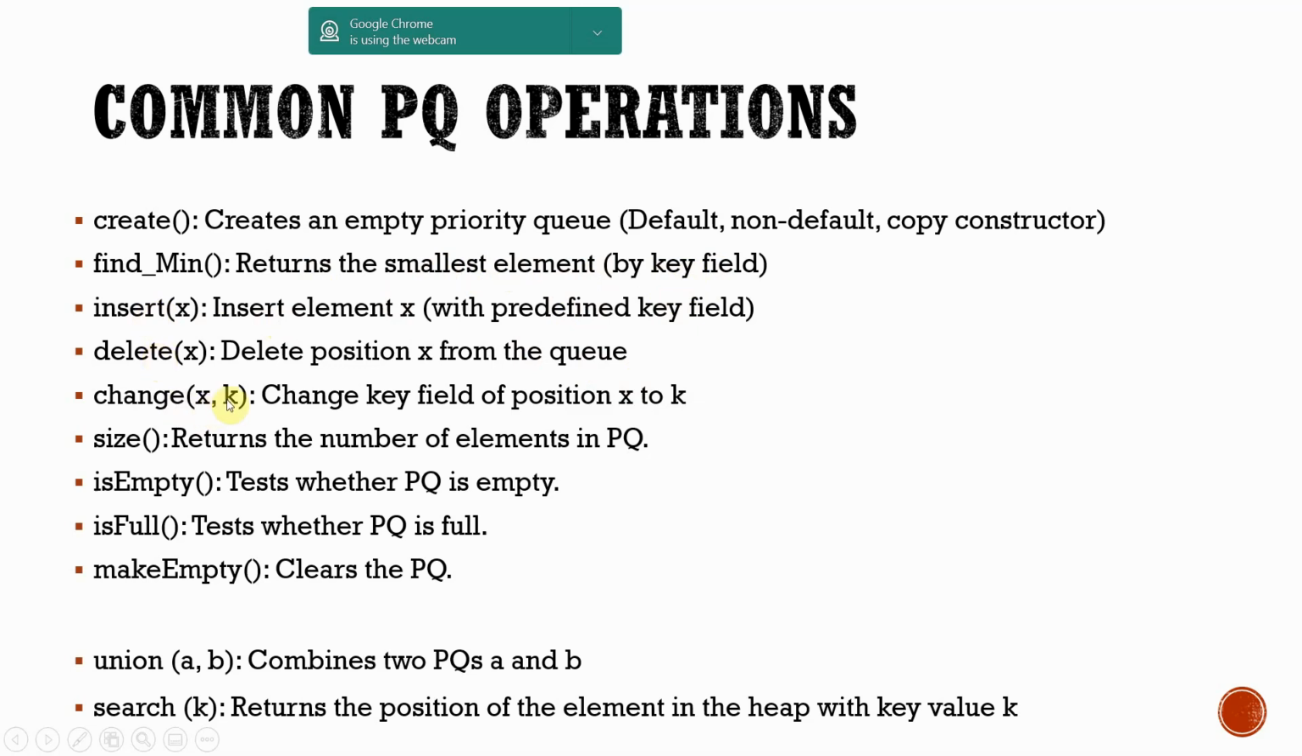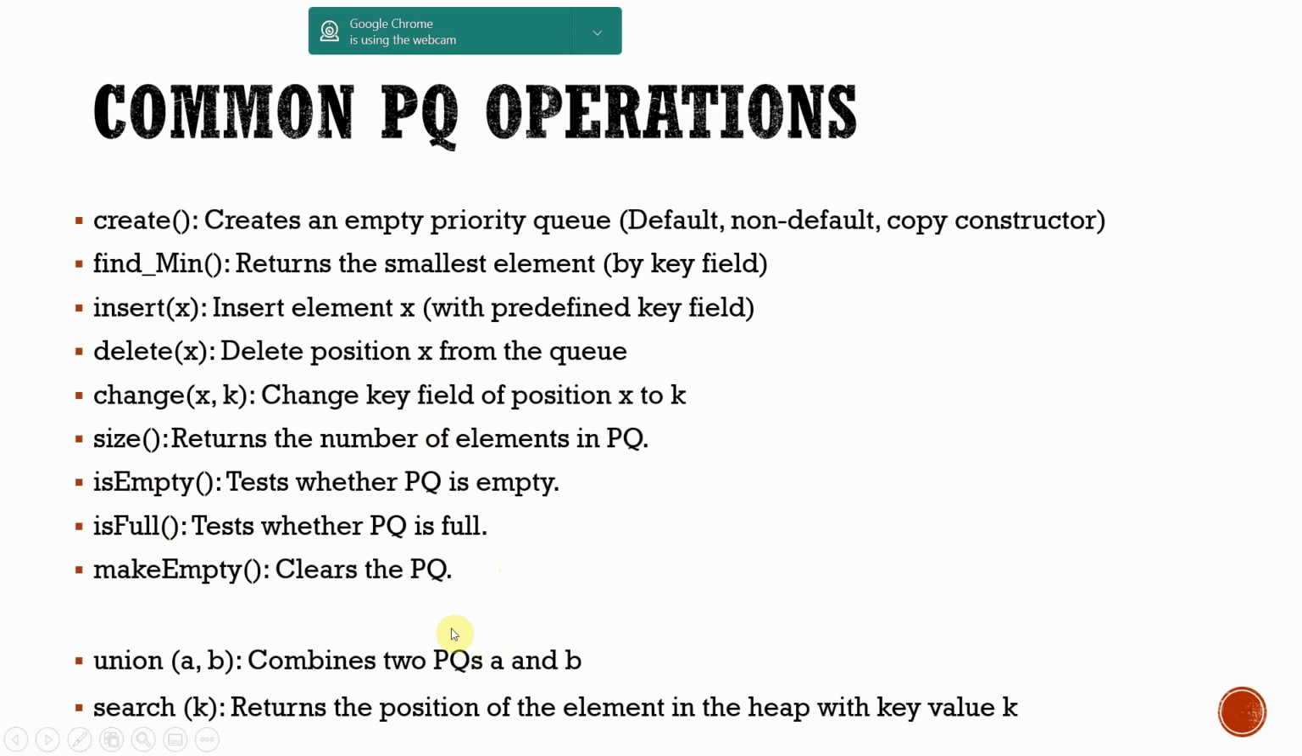We might want to change the priority of a certain element. We want to find the number of elements in our priority queue or in our heap. We want to know if our priority queue is empty or full. Sometimes we just want to clear our priority queue, so just reset the priority queue, deallocate everything, or remove everything from the priority queue.